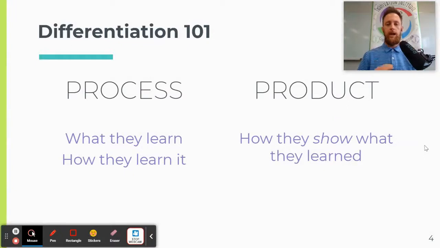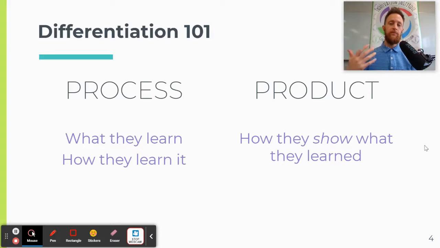But first, I want to lay out this topic about choice, because it falls under differentiation. I wanted to briefly go over differentiation 101. When we think about differentiating our lessons or our instruction, it comes in basically two categories: changing up the process for what students are going to learn or how they learn it. That's the process of the learning. Or the product. That's just how they show you what they learned or what they actually make or produce.